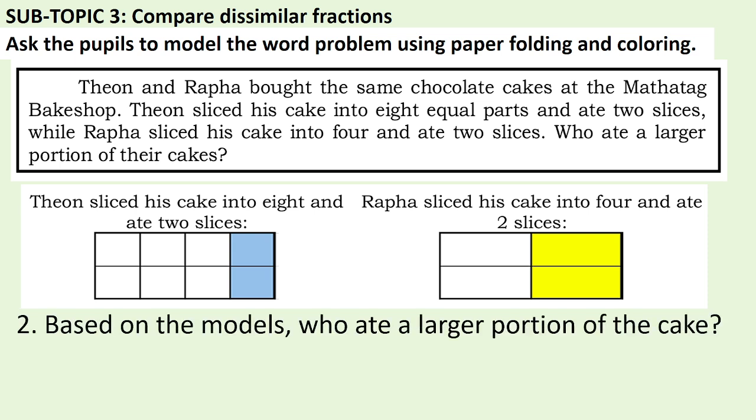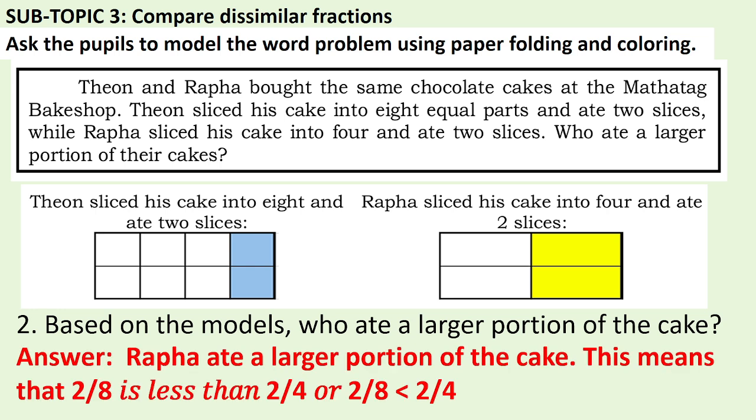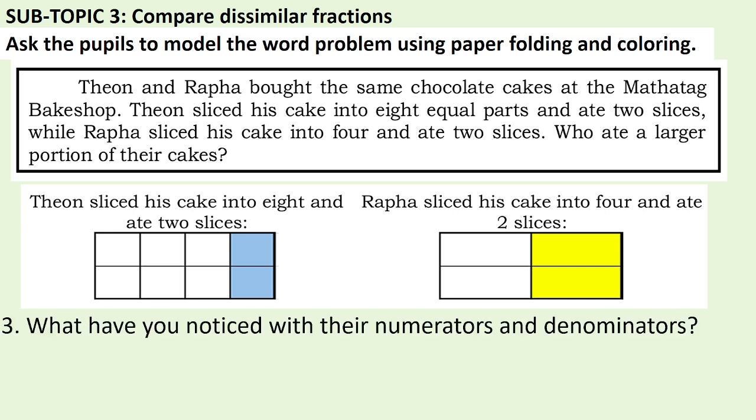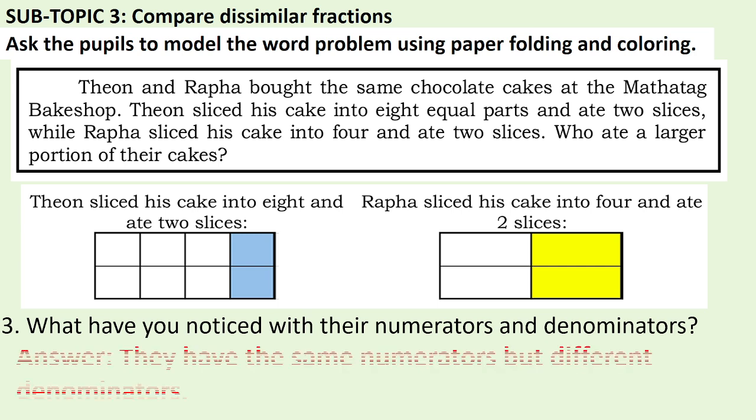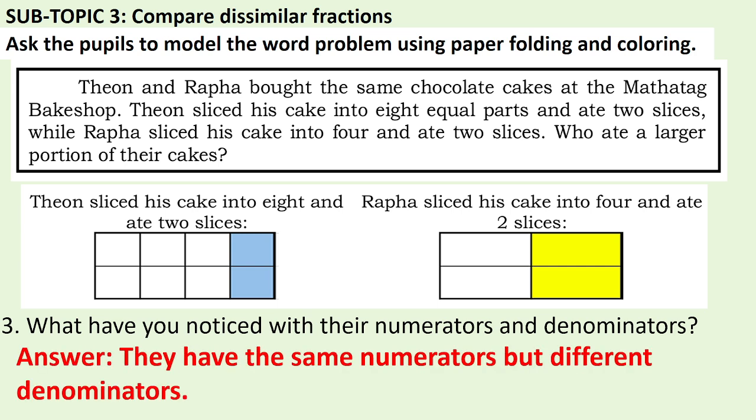Based on the models, who ate a larger portion of the cake? Answer: Rafa ate a larger portion of the cake. This means that 2/8 is less than 2/4. What have you noticed with their numerators and denominators? Answer: they have the same numerators but different denominators.